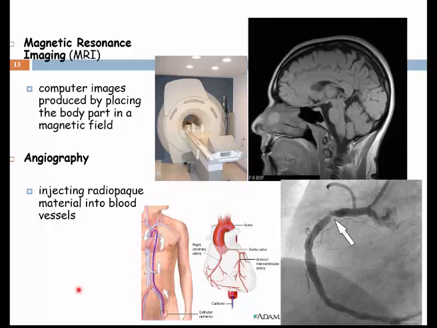Angiography is a diagnostic test used to visualize occlusions, aneurysms, and vascular malformations. Radiopaque dye is injected into the body, and then imaging techniques are employed to visualize the blood vessels. In this slide, you see an occlusion of a blood vessel as depicted here.